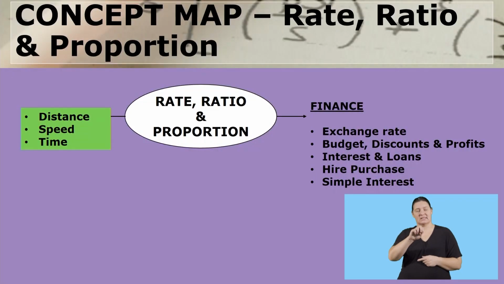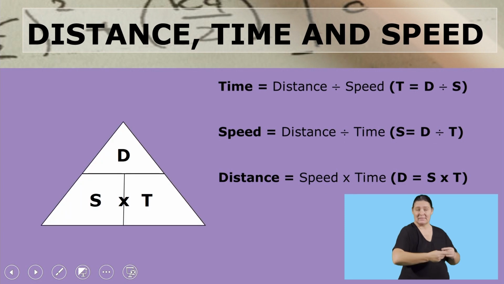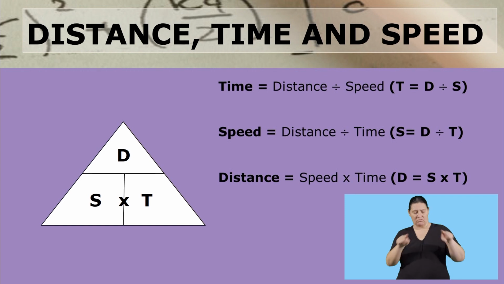So now we are going to be focusing on our first point, which is going to be rate, ratio, and proportion, but we are going to be looking at distance, speed, and time. When we are looking at distance, speed, and time, we are going to use this diagram that you can see there that is going to help us with our formulas.